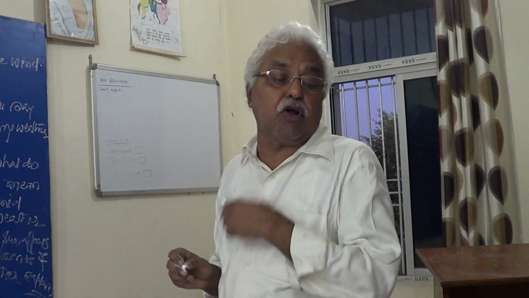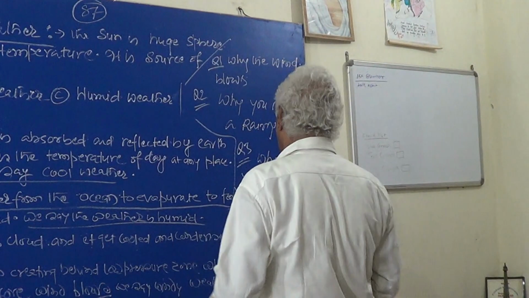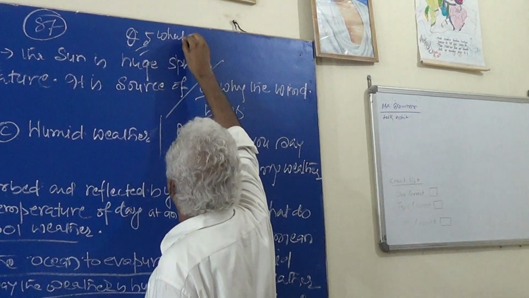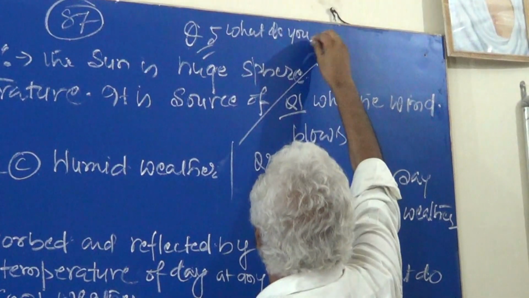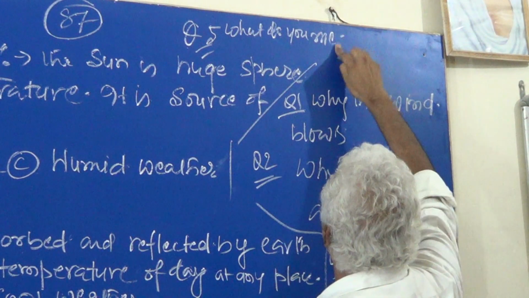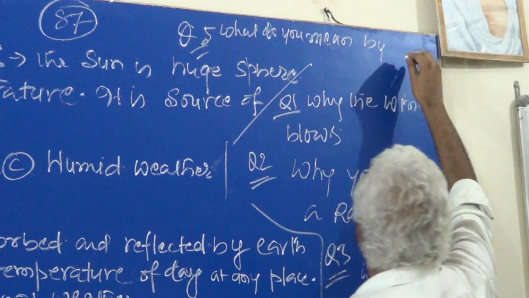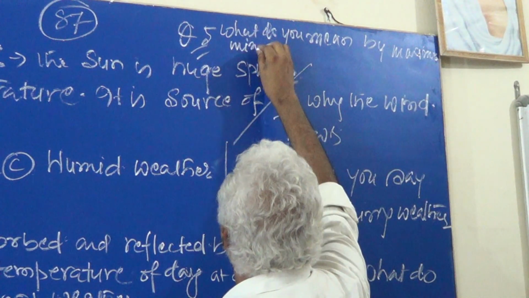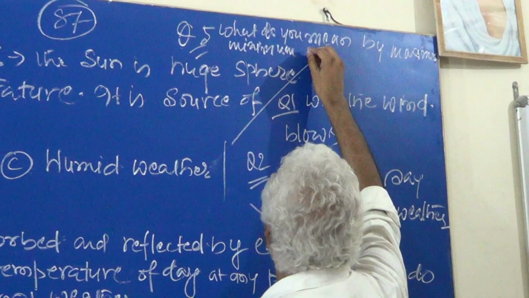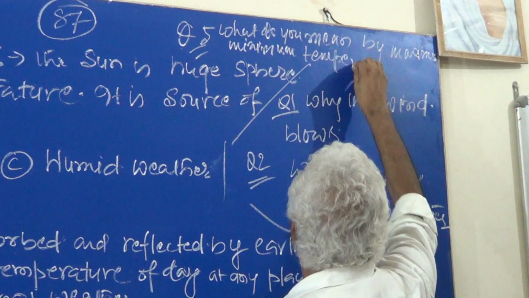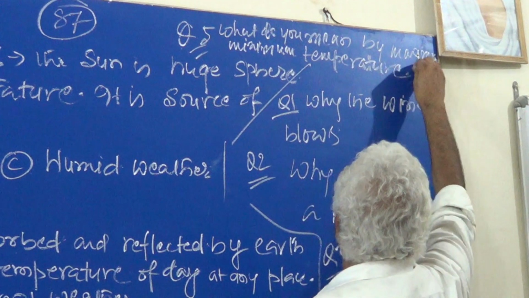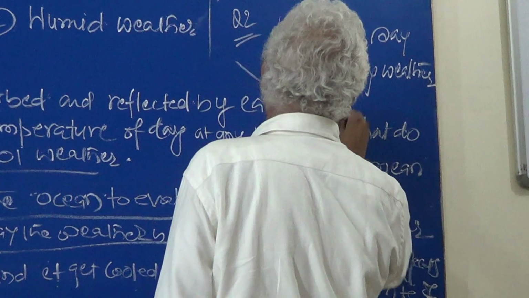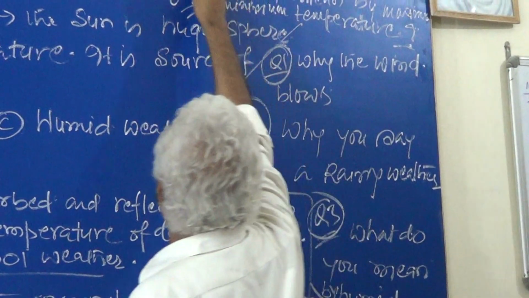Write one more question: what do you mean by the term maximum minimum temperature? This is the fifth question. Children, you have to answer all these five. Okay? Question number 4, question number 3, question number 2, question number 1, question number 5.